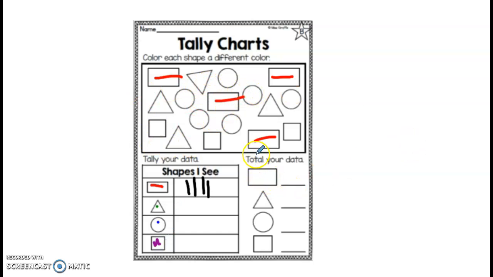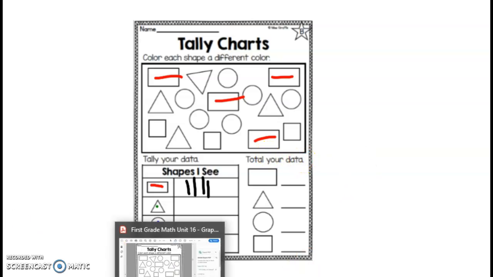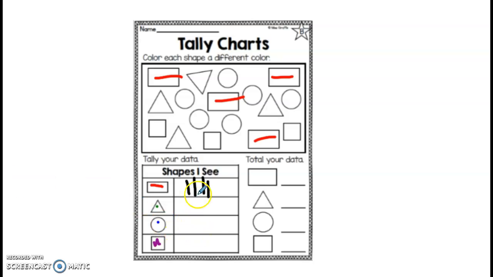Then on this side, it says total your data. So it's just like what we did before on the leaf page. You're going to count how many tallies you have. So we had 4 rectangles. We drew 4 tallies, and then the total number, you just write the actual number. So you'd write a 4 on the line there. So you need to make sure that you're coloring each shape a different color. Then you tally how many you have of each shape, and then you total it in the end. And that's your work for today.